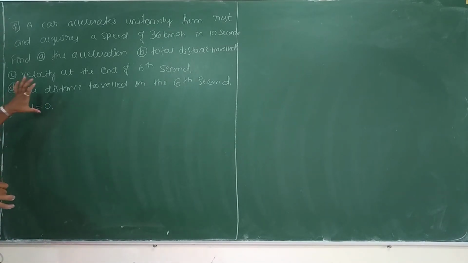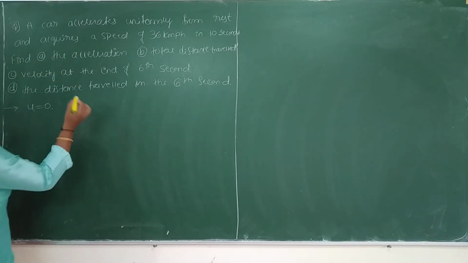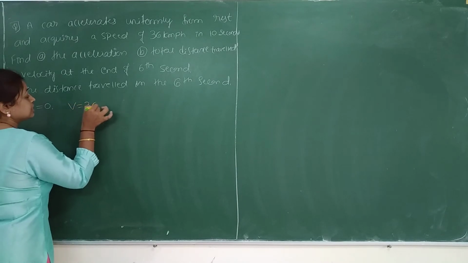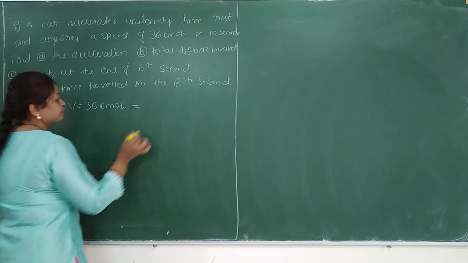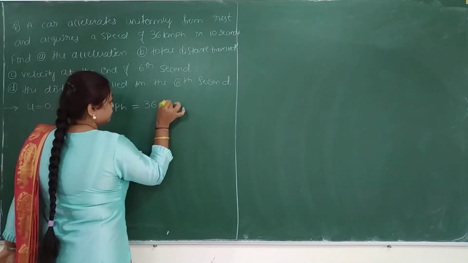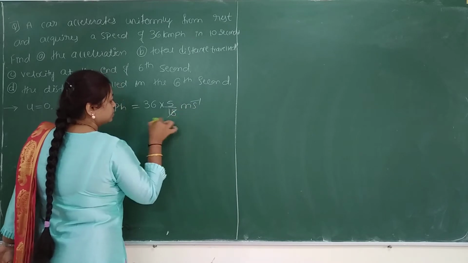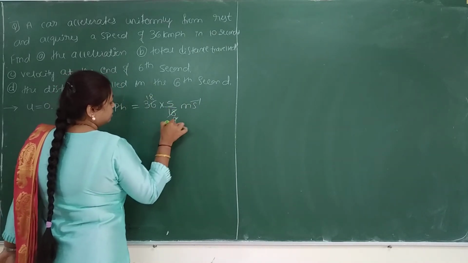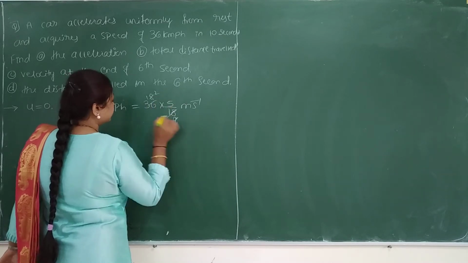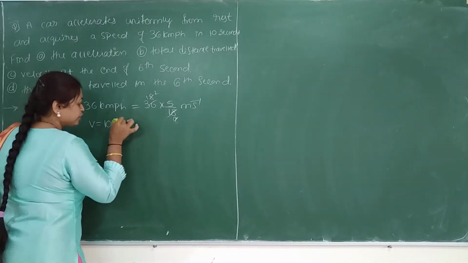Next, once it starts accelerating it will acquire some speed. The final velocity is 36 km/h. So convert into meters per second: 36 into 5 divided by 18 meters per second. 2 9s are 18, 2 1s are 2, 2 8s are 16, again 9 9s are 9, 2 5s are 10. So the final velocity is 10 meters per second.